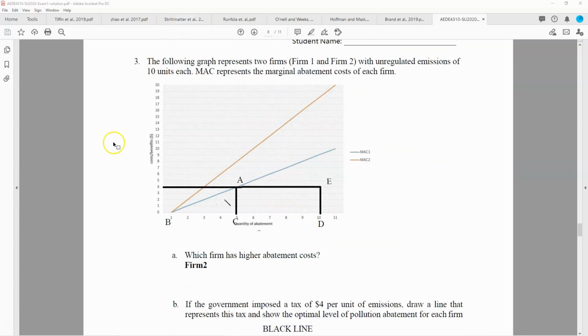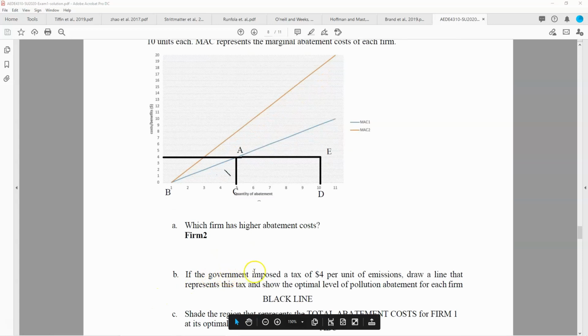And question 3, it is about the marginal abatement cost. And suppose there are two firms, one with higher marginal abatement cost and one with lower marginal abatement cost. And I already plot the marginal abatement cost curves for those two firms. Blue one represents firm 1 and the orange one represents firm 2. And question A, which firm has higher abatement costs? Which is quite simple. The orange one, the firm 2, has higher abatement costs.